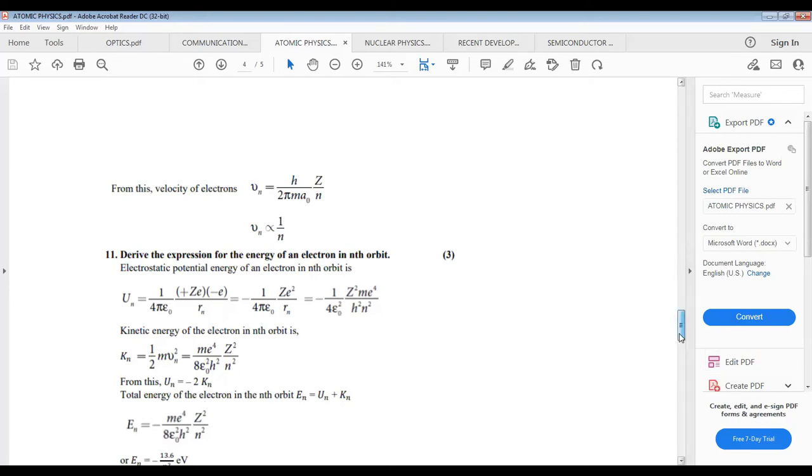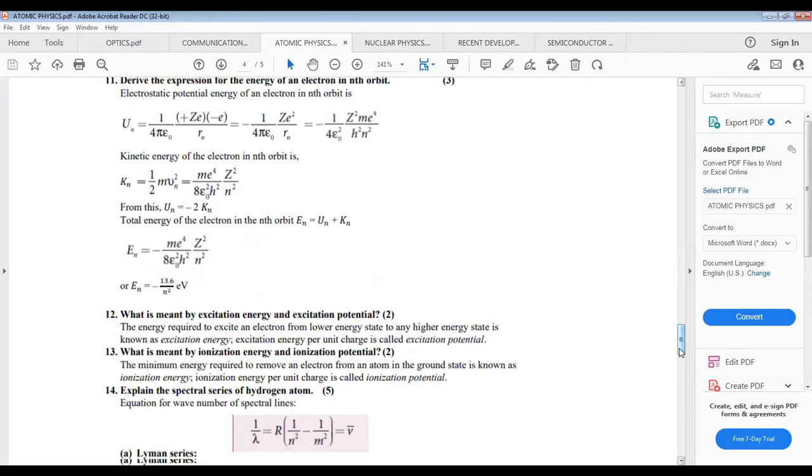If you add these two values and after simplification, all are constant. m is the mass and e is the charge, Z is the atomic number, epsilon naught is the permittivity, h is the Planck's constant. After substituting all the values, n is the only variable, so you will get minus 13.6 by n square electron volt. This is the energy of the electron in the nth orbit.